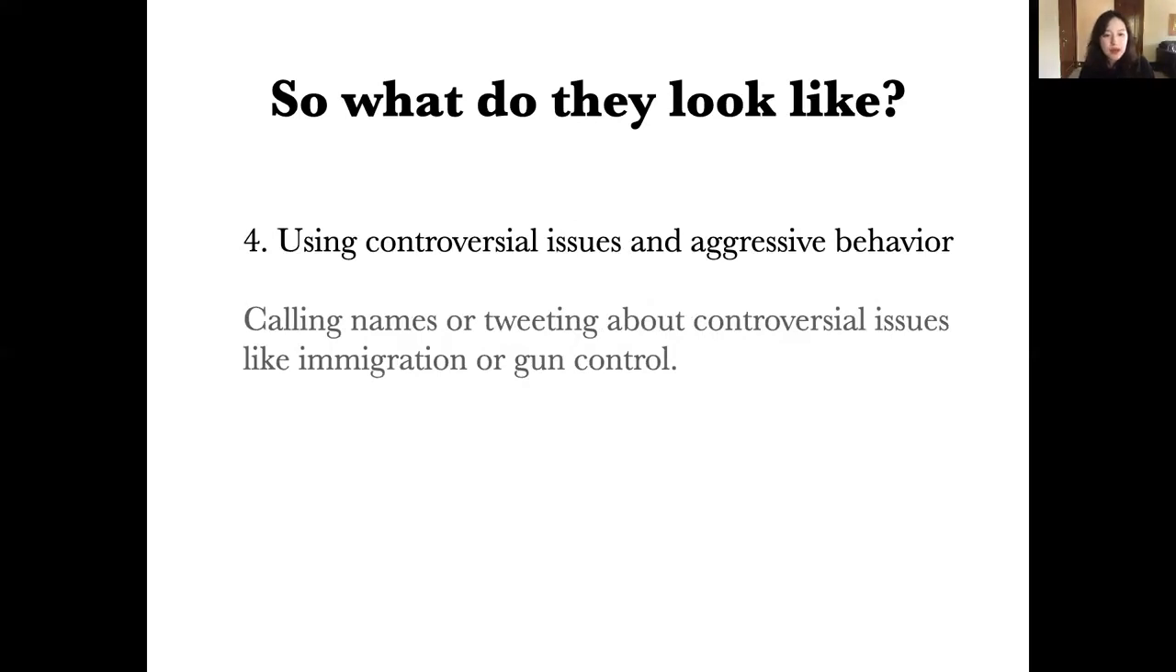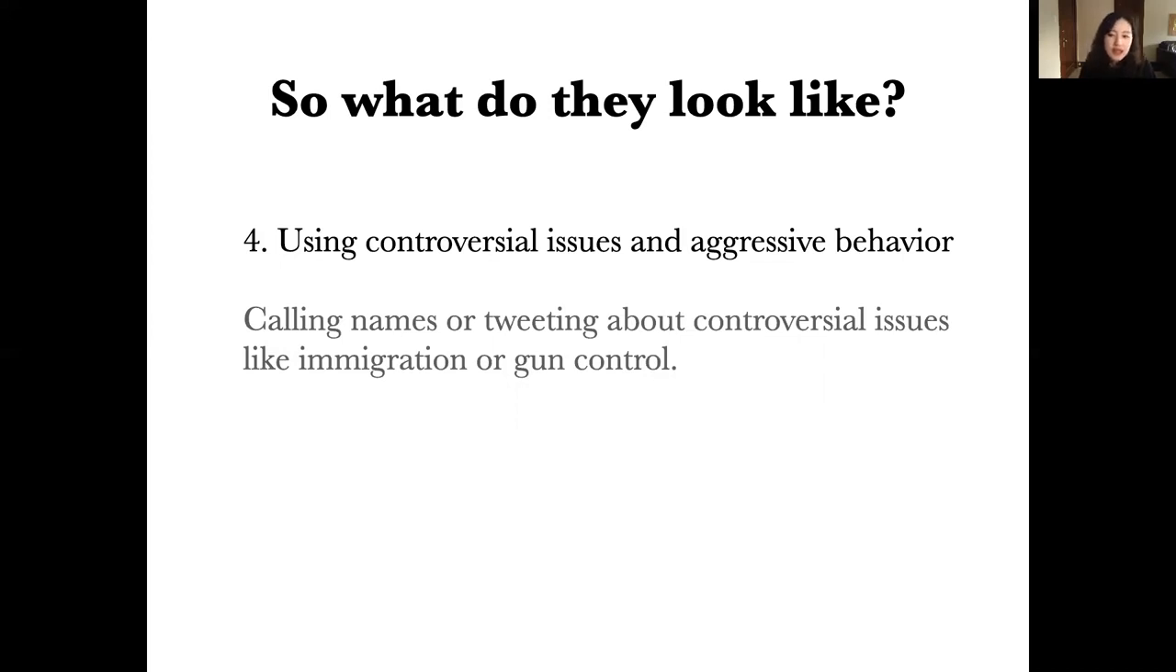Lastly, some of the accounts were using controversial issues and aggressive behavior. For instance, one account was name-calling or tweeting about controversial issues like immigration or gun control. So these are the 4 behavioral traits that the flagged accounts had.